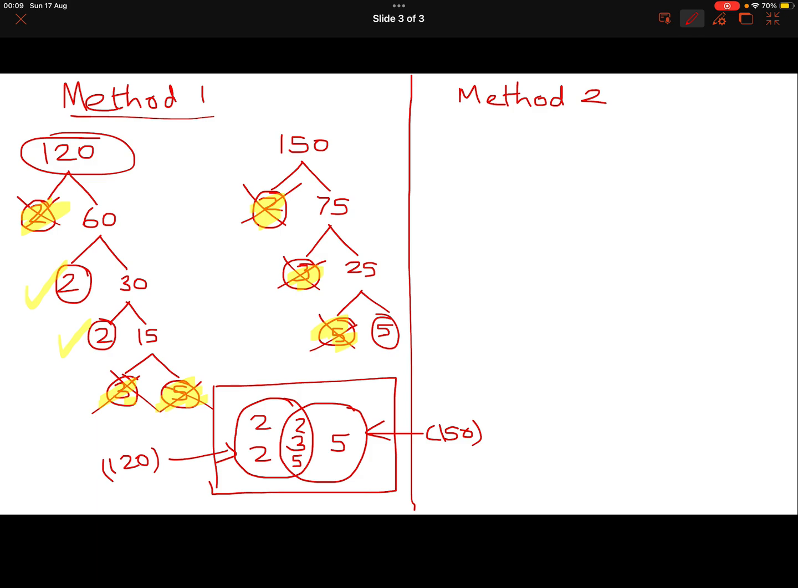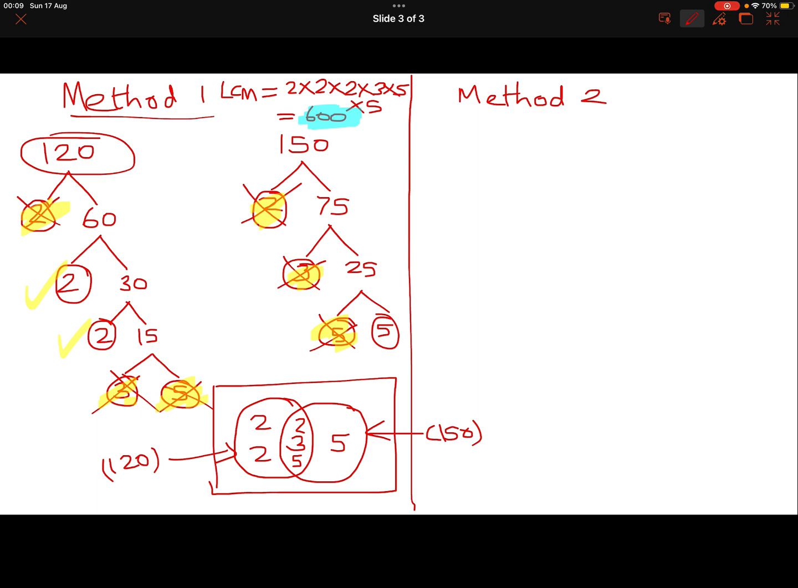So your lowest common multiple for these numbers is everything that you've got inside the Venn diagram multiplied together. That's 2 times another 2 times 3 times 5 times 5. So altogether that should give you 600. So that's your answer. So that's your method 1 done.